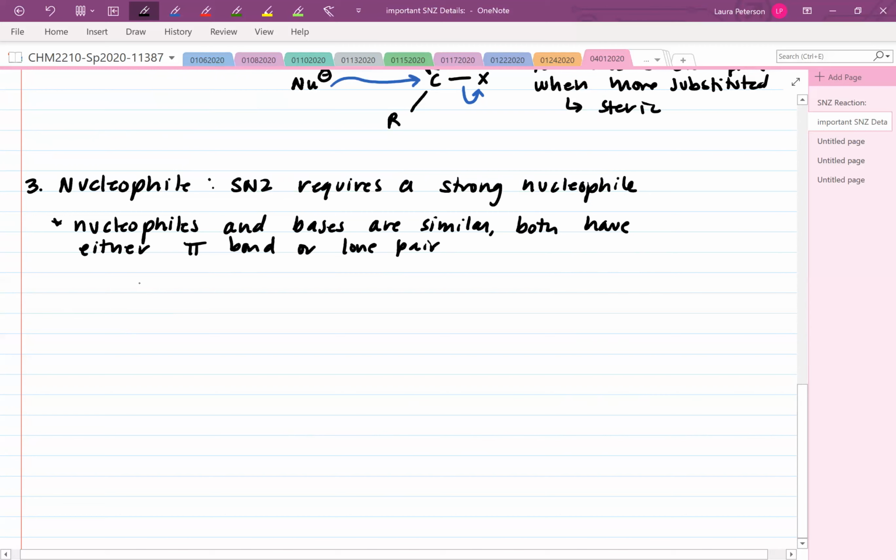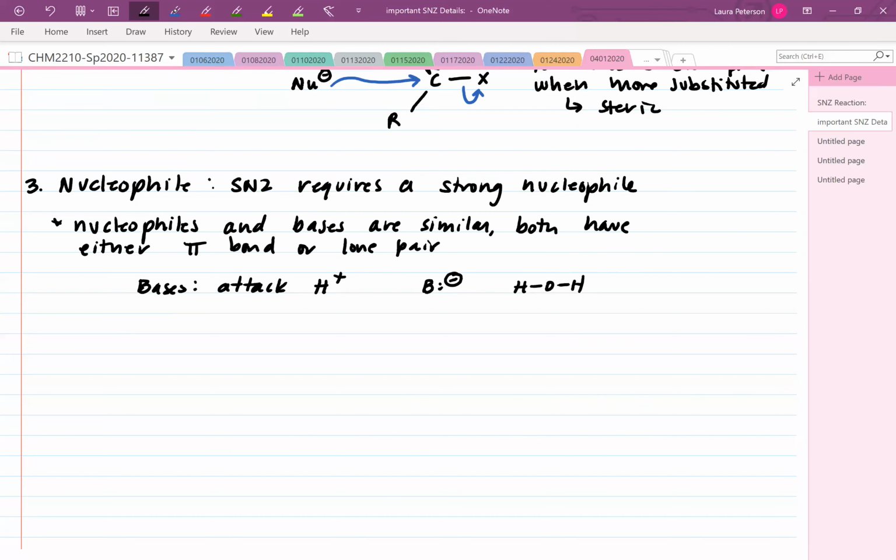Okay, so what's different is what they attack. What do bases use their pi bond electrons or lone pair electrons to attack? Well, a base attacks a proton. Our general mechanism for that could be B, base minus. Let's just use water as a generic acid. So we have our base attack a proton, and then we generate the conjugate base.